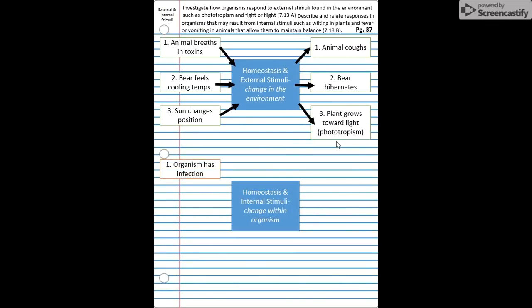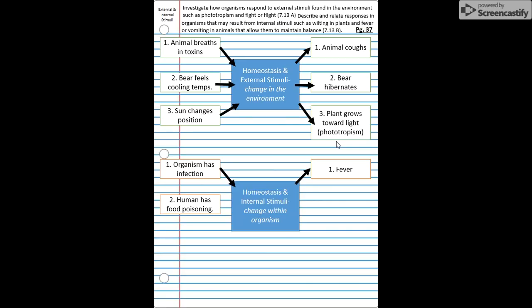So our first example is an organism has an infection. So create a box, write down number 1, organism has an infection. Draw an arrow. How is that organism going to maintain balance because of this internal stimuli, because of this infection on the inside of this organism? Well, it has a fever, it raises the temperature so that this organism can get rid of the infection.